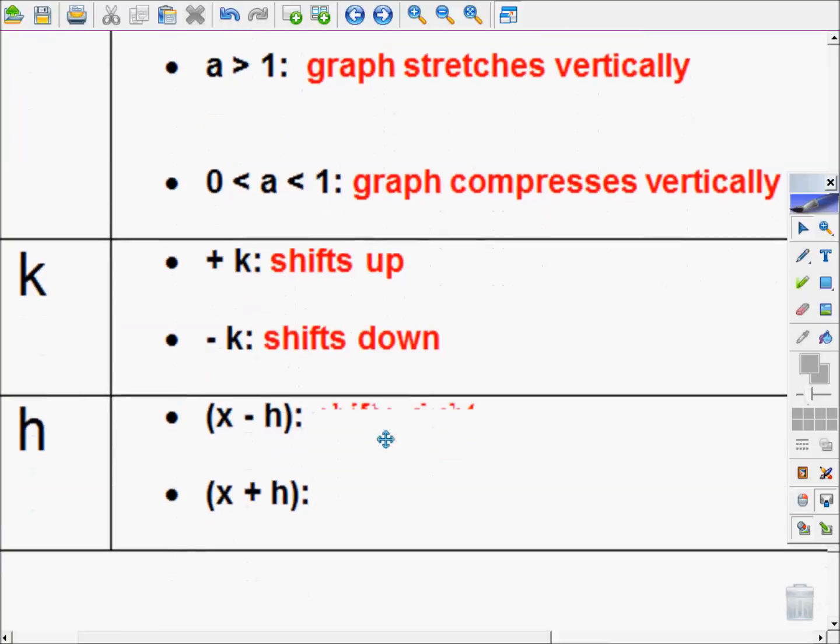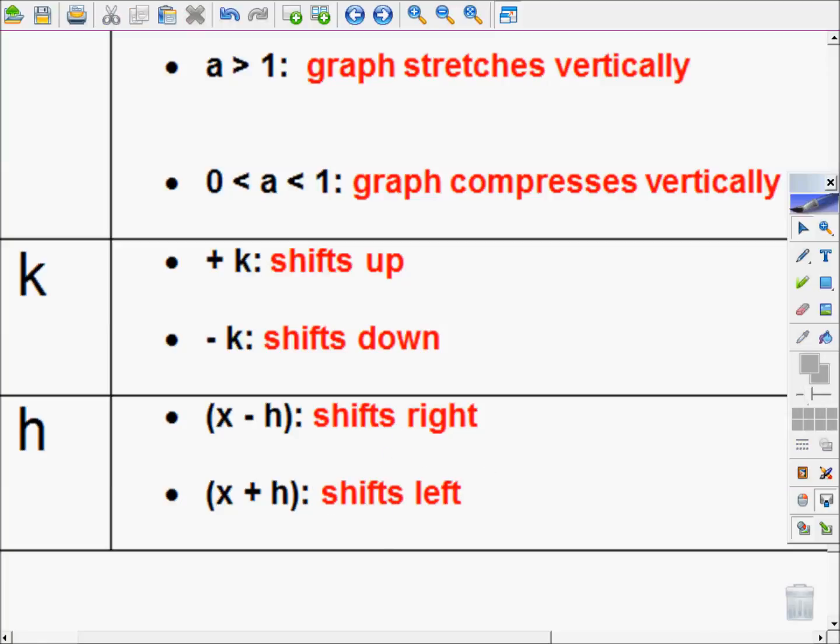H is on the inside of our vertex formula with x. So if H is negative, it actually is doing what? Move to the right. I think it's easier this time around. If H is positive, it's going to the left.